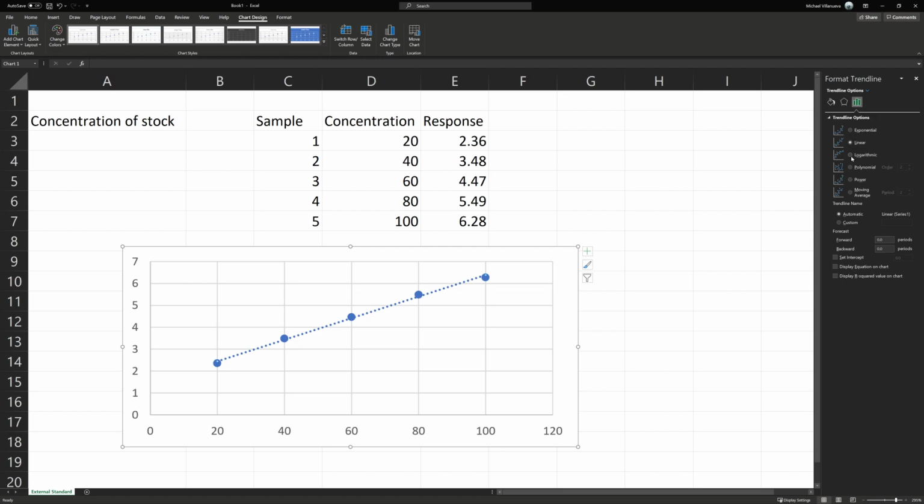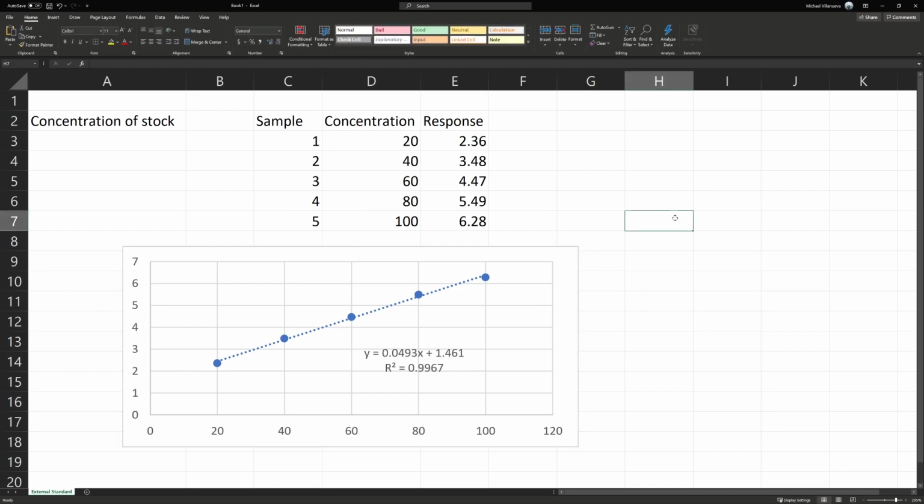We can look at exponential, logarithmic, polynomial, power, and moving average. And Excel is not the only program we could use. There are other really nice programs to analyze this stuff. But in our case, we will use linear. Linear is good. We want to display the equation of the chart, and we want to display our R-squared value. So let's move down. We no longer need the sidebar. So at this point, you would be done. We would be complete with our entire problem right here.